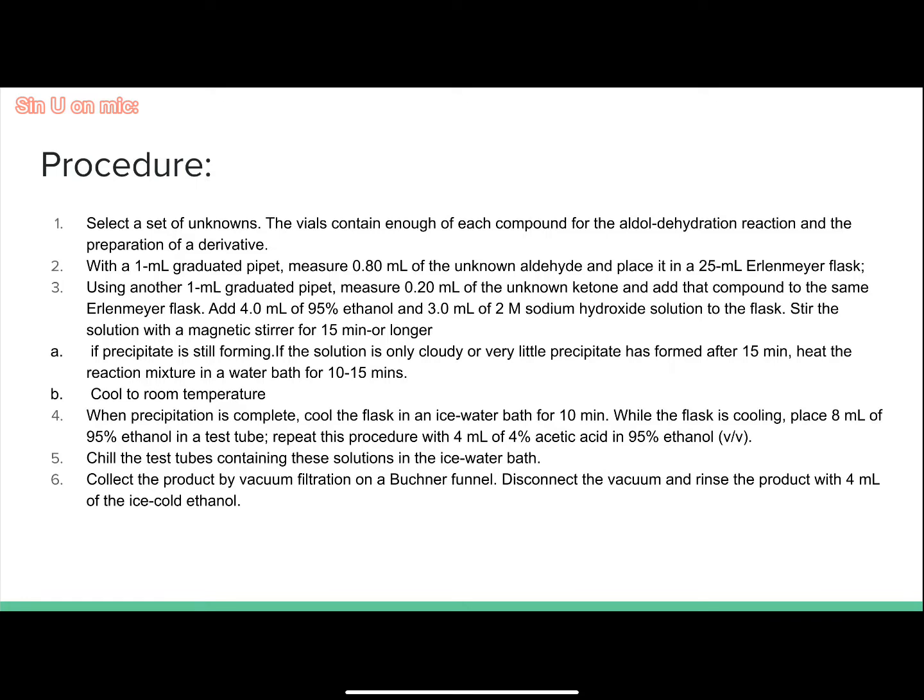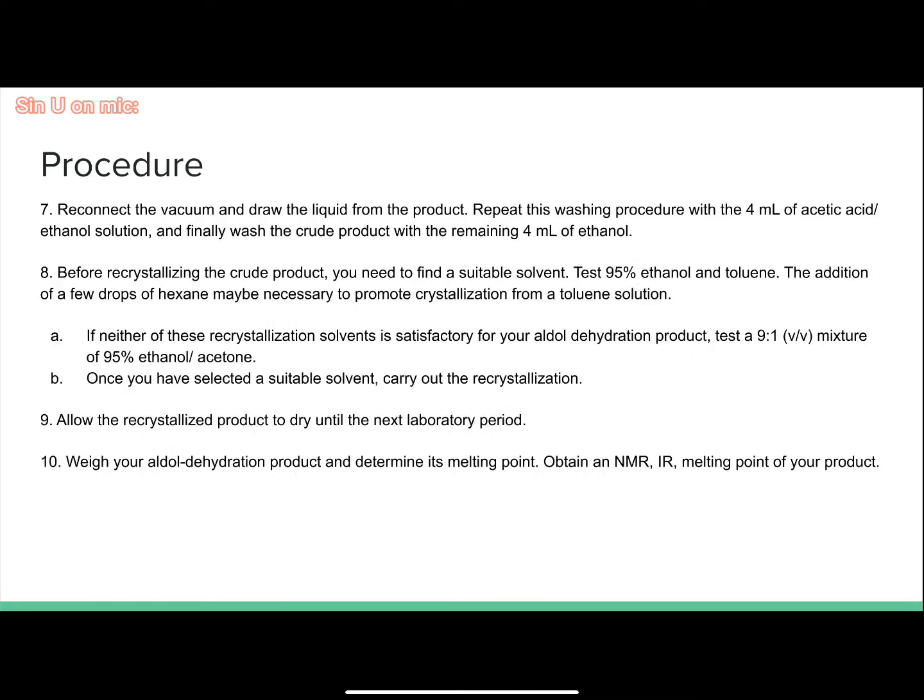Collect the product by vacuum filtration on a Buchner funnel or Hirsch funnel. Disconnect the vacuum and rinse the product with 4 ml of the ice-cold ethanol. Reconnect the vacuum and draw the liquid from the product. Repeat this washing procedure with the 4 ml of acetic acid solution, and finally wash the crude product with the remaining 4 ml of ethanol.